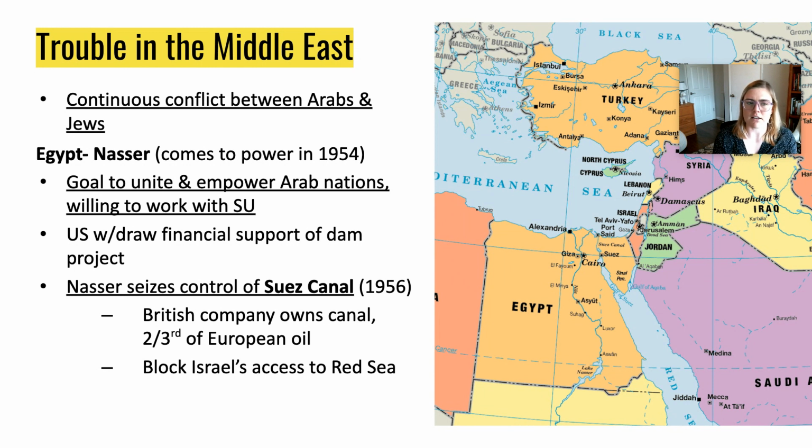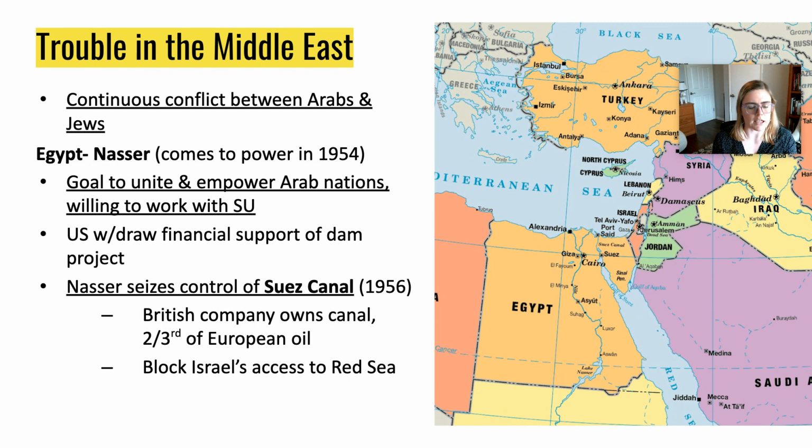And that doesn't mean that Nasser is communist. It just means that he recognizes that the Soviet Union would be willing to help them. And he's thinking about his goals, and he's going to reach them however he's going to reach them. Obviously, that does not make the United States very happy. And so they're going to withdraw financial support from a dam project that we were helping with. So Nasser's going to seize control of the Suez Canal.